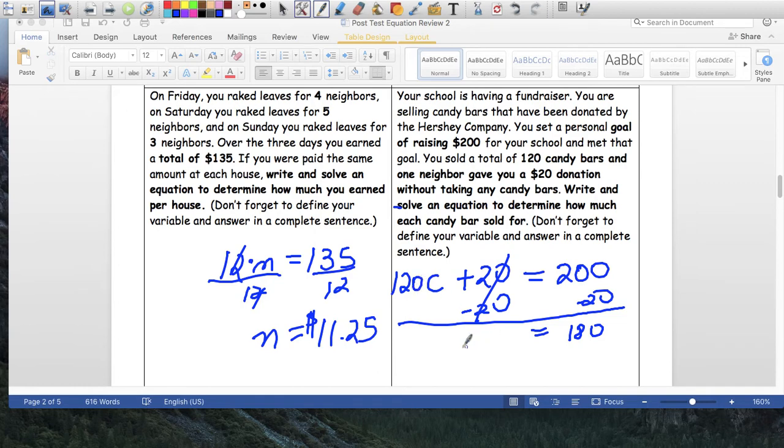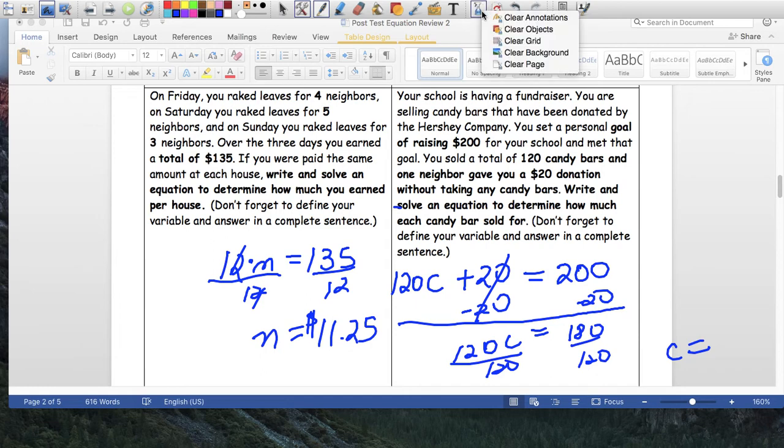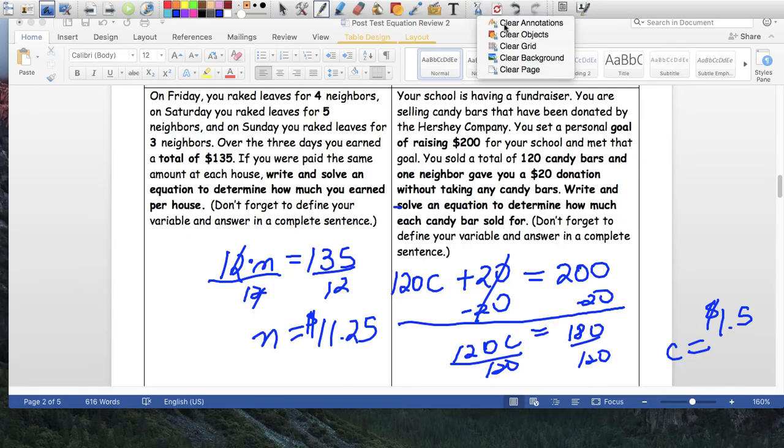Now, bring down the 120c, divide by 120 on both sides. And c equals, Alexa, what's 180 divided by 120? 180 divided by 120 equals 1.5. So each candy bar that you sold was sold at $1.50. I see.